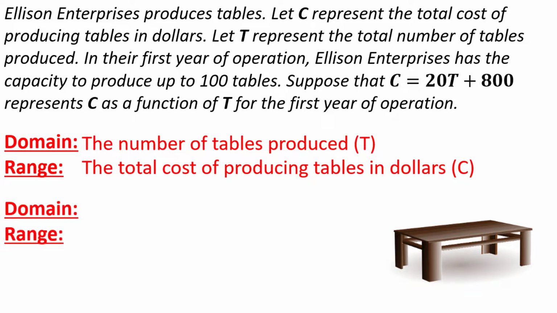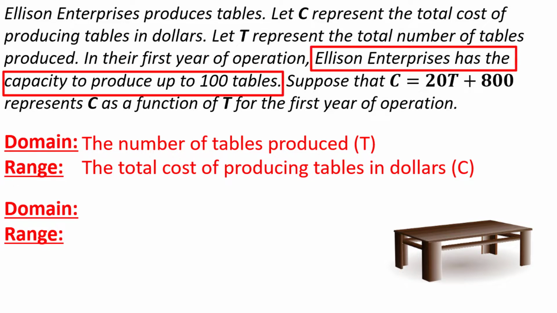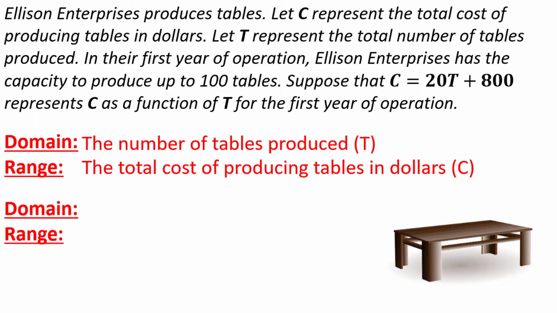Can you determine the specific values allowed for the domain and range? Well, the domain refers to the number of tables that can be produced, and the problem says Ellison Enterprises has the capacity to produce up to 100 tables in a year. Anywhere from 0 to 100 tables could be produced, but we can't produce a partial table, like 1.5 or 3.7, so our domain is the whole numbers from 0 to 100, which we can write as 0, 1, 2, 3, ..., 100.